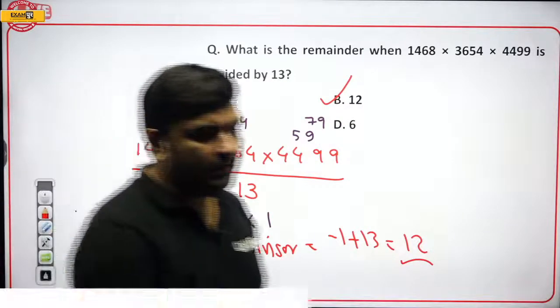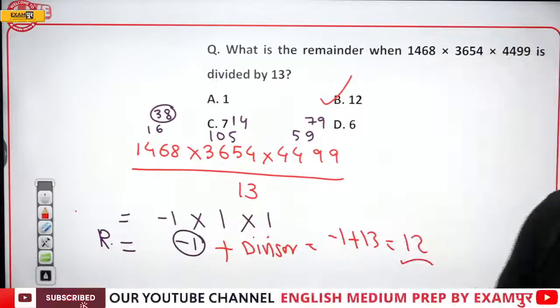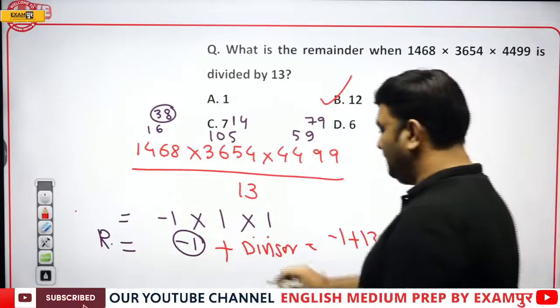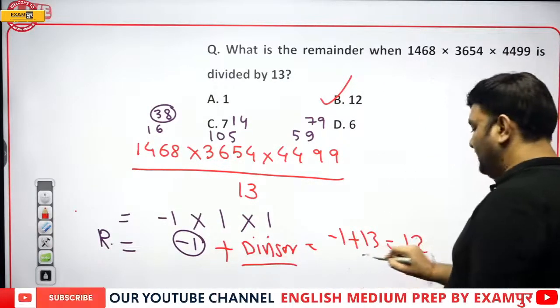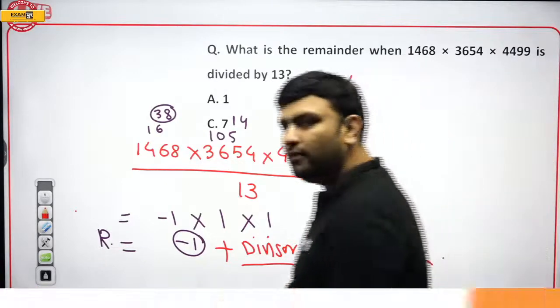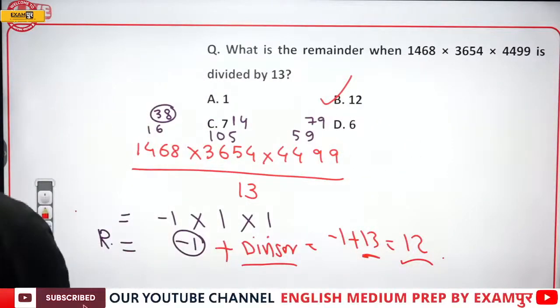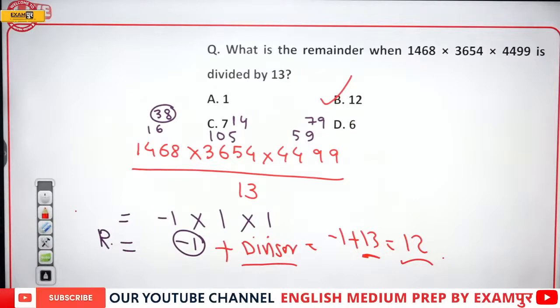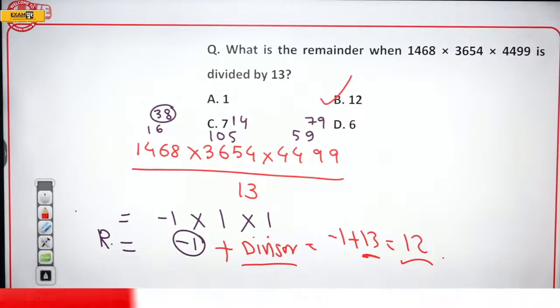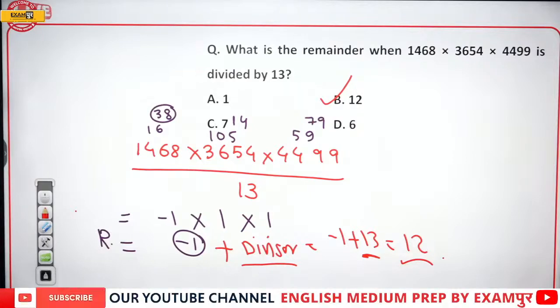How can you make the final remainder positive? By adding the divisor, and the divisor is 13, so it is 12. Cool and clear? Guys, cool and clear?